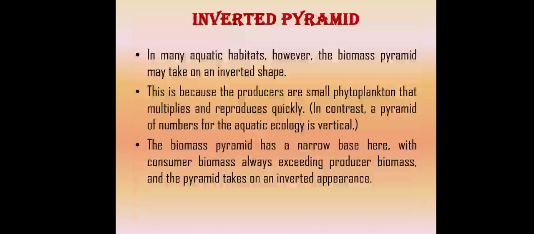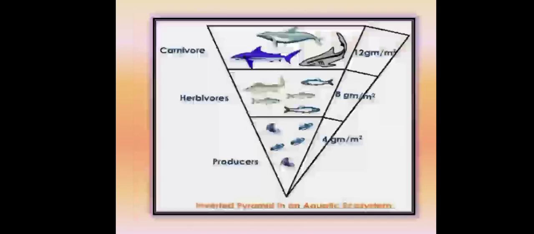Means due to the small amount of biomass of the producers, the pyramid of biomass in the aquatic ecosystem gets inverted. That is, it has a narrow base and a broader top level. So here we can observe this inverted pyramid in an aquatic ecosystem where the producers, the aquatic plants, have the lesser biomass, that is 4 gram per square meter.